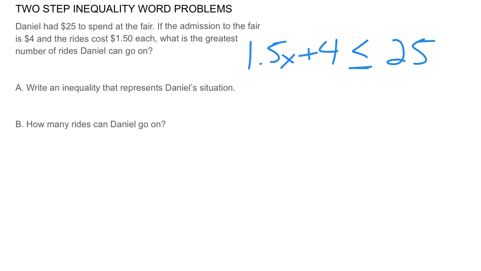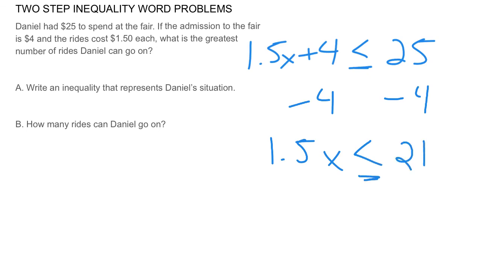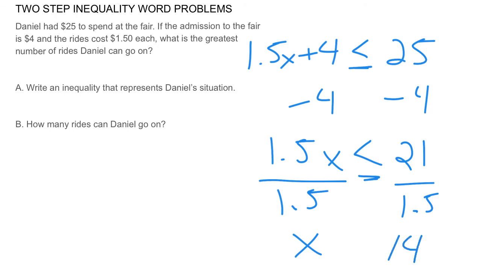So I'm going to subtract 4 from both sides. That leaves me with 1.5x is less than or equal to 21. Now I'm going to divide both sides by 1.5. That's going to leave me with x on one side and 14 on the other side. And since I didn't multiply or divide by a negative, I'm going to leave the sign the way it is. So the number of rides he can go on has to be less than or equal to 14. So here is the inequality for that answer, and the number of rides he can go on is 14.